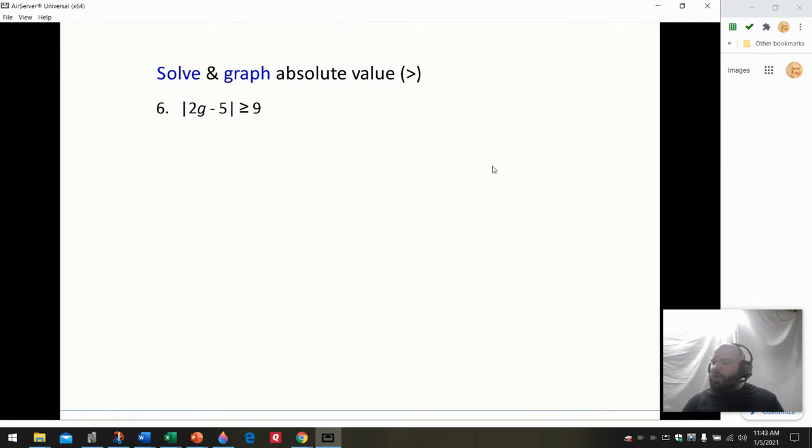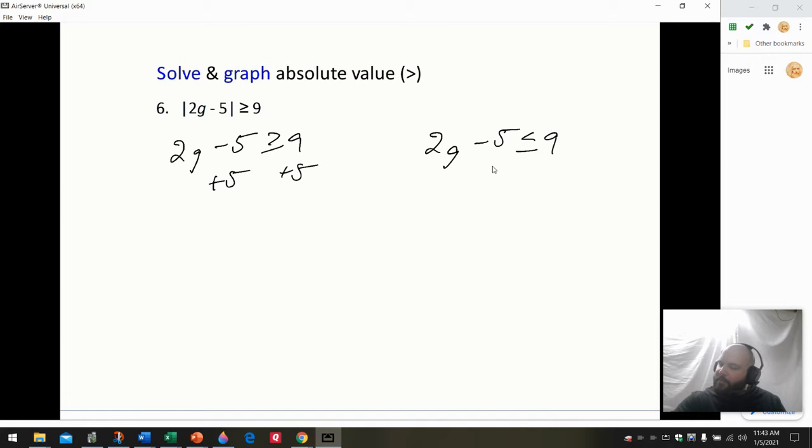All right, so this one says solve and graph the absolute value. So this isn't writing any inequality or anything. We just want to solve and graph it. So we will start out by splitting this into two, just like we did in the last one. And then we're going to proceed to solve this by adding 5 to both sides. So we get 2g is greater than or equal to 14. And then 2g is less than or equal to 14.